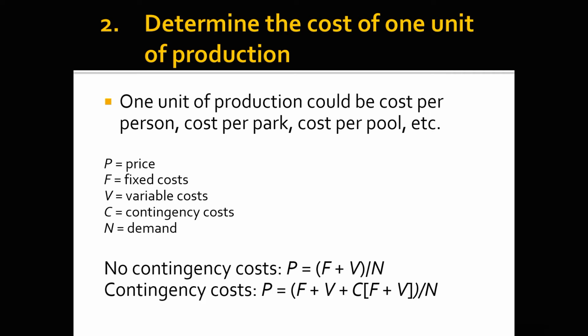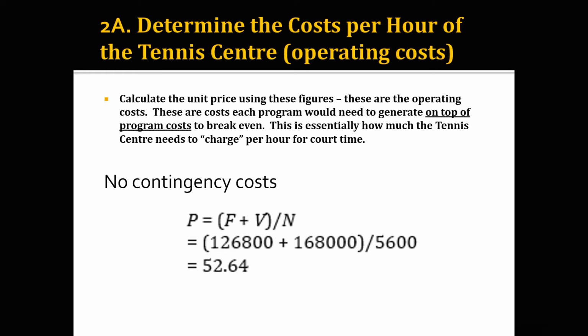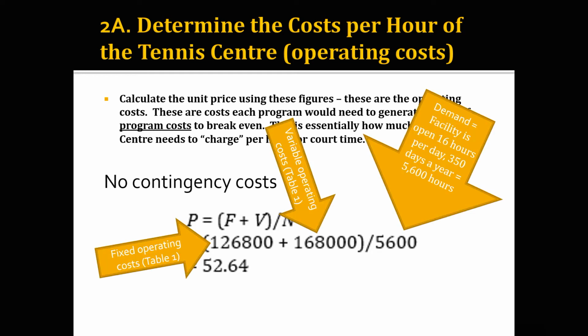You then need to determine the cost of 1 unit of production. And in this case, we're first focusing on what is the court price. What is the price that we need in order to just cover our operating expenses? So first we calculate with no contingency costs. Got those values from table 1 from our operating expenses, the fixed and variable costs, and then the demand based on how many hours we are operating.